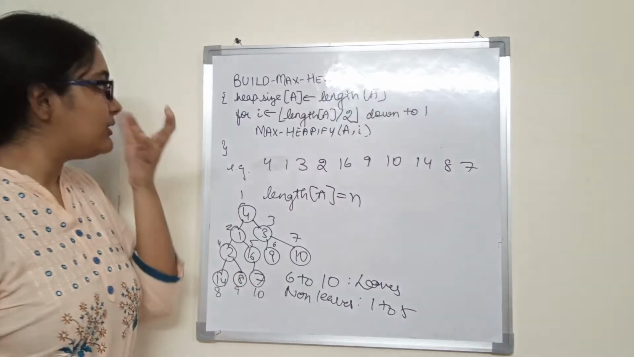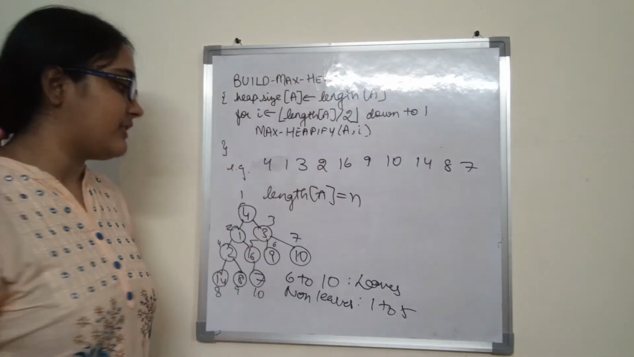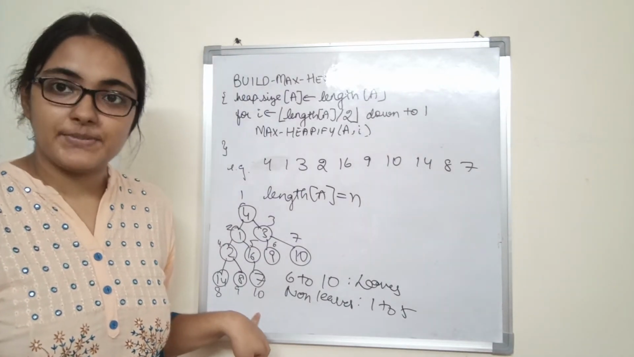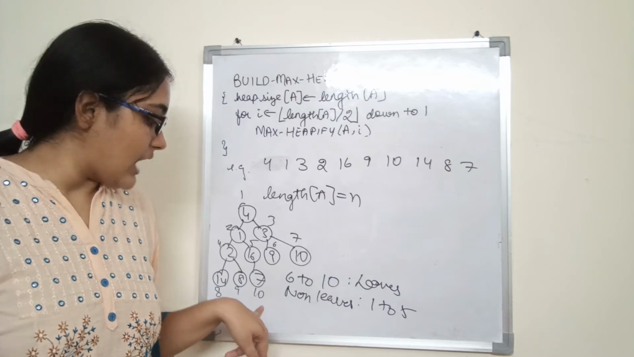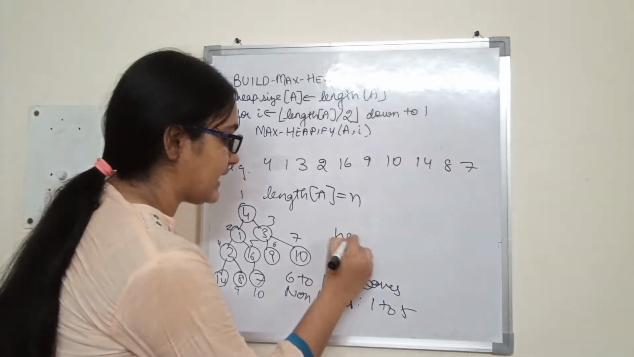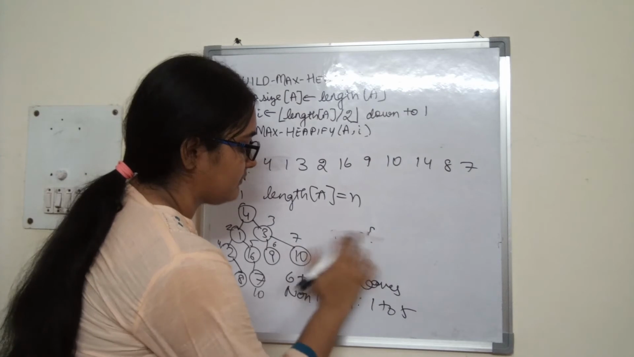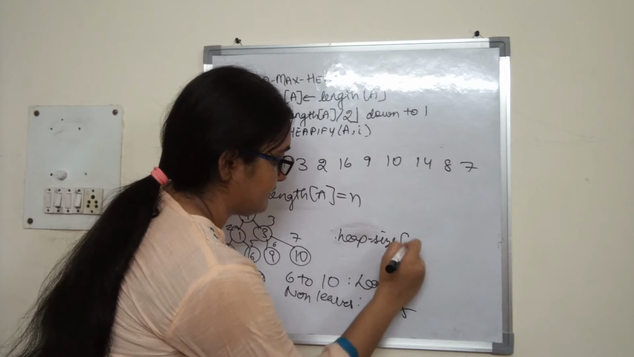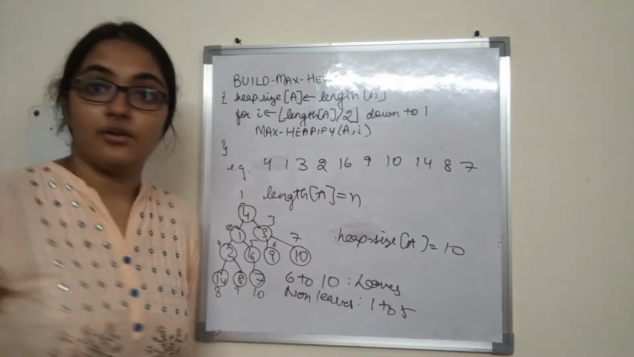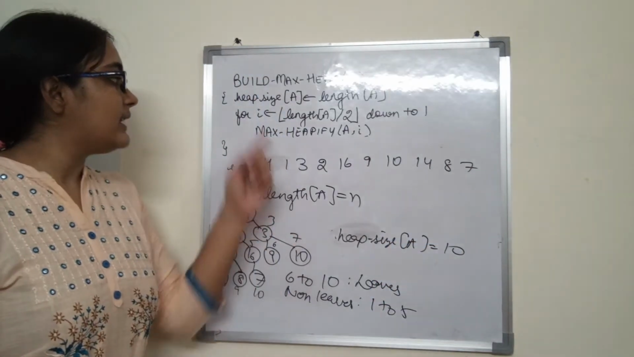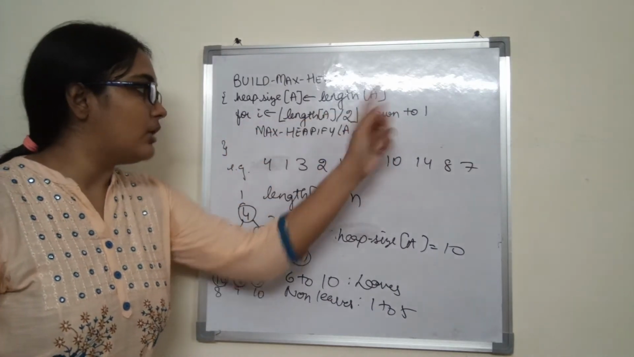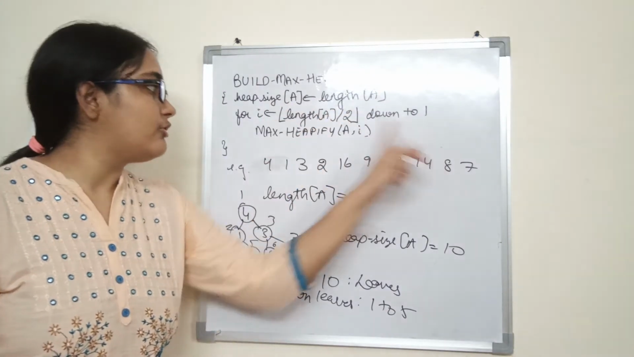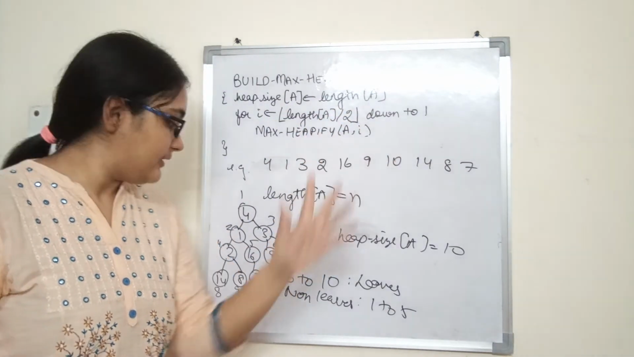True? So what are we doing? Heap size of A is equal to length of A. What is length of A? 10. So heap size of A is now assigned the value of 10, right? Now what are we doing? I is equal to length of A by 2 down to 1. What is length of A? 10. N by 2 down to 1, 10 by 2 is 5. From 5 to 1, max heapify A, I, right?